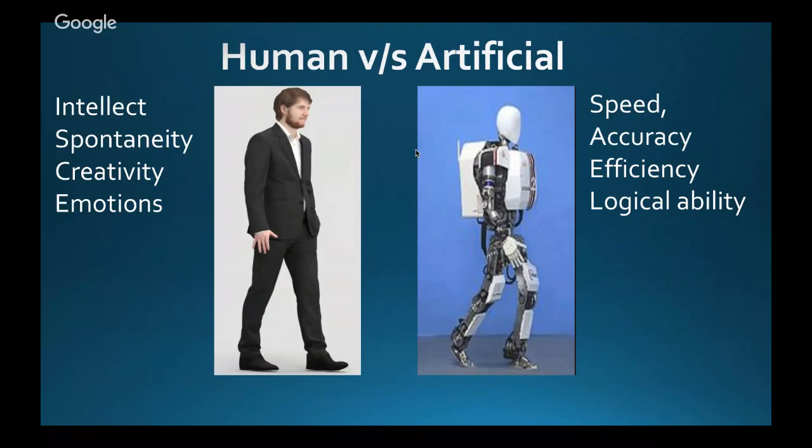The best example would be exploratory testing. For exploratory testing, human testers or manual testers are the best. And for regression testing, where you have to repeat the same testing again and again, automation testing using machine learning is the best example.